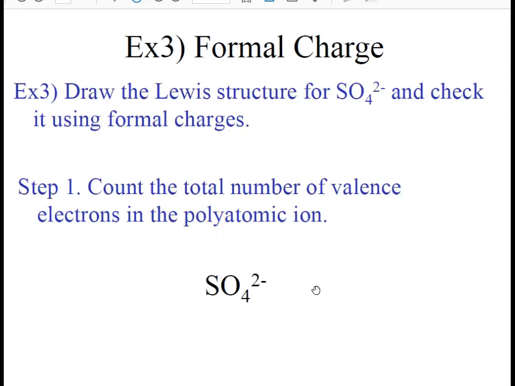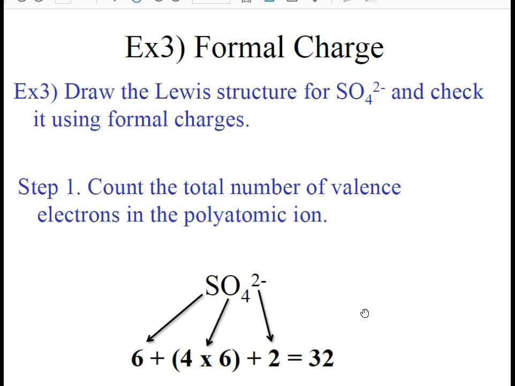Alright, next example. Draw the Lewis structure for the sulfate polyatomic ion and check it using formal charges. So we're going to think back to last section on drawing Lewis structures, and the first thing we're going to do is to count the total number of valence electrons in the polyatomic ion. So we have sulfur with 6, each oxygen with 6, and we're going to make sure to add 2 because there's a -2 charge. So we have 32 valence electrons.